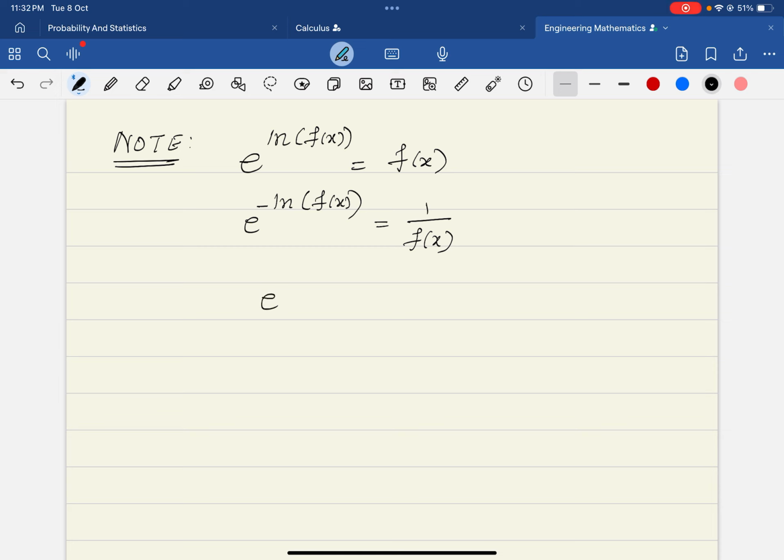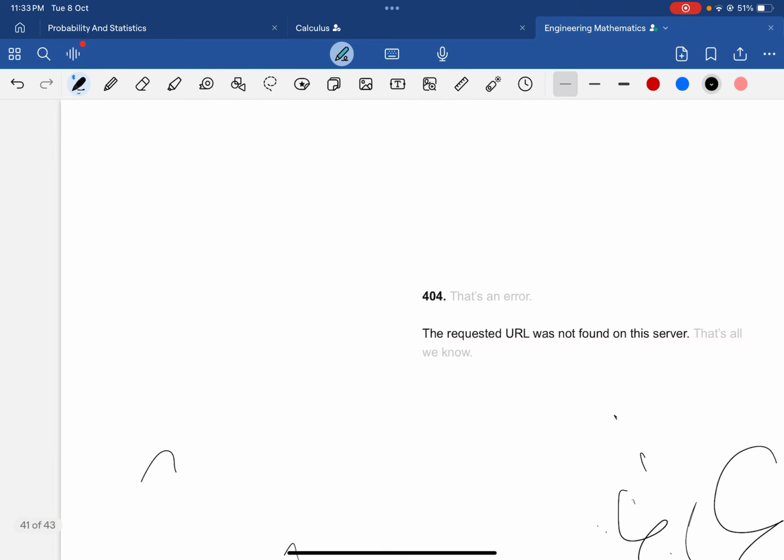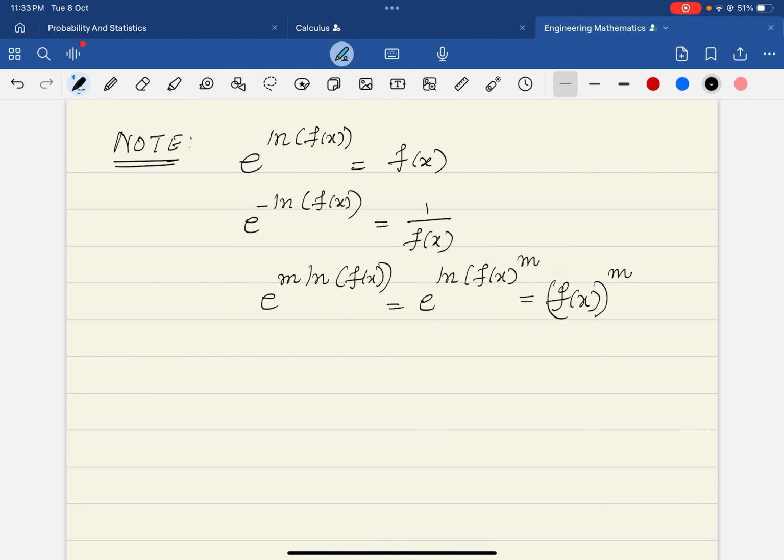Suppose you have e power m times some constant m times ln of f of x. Then you will be writing this as e power ln of f of x, the whole power m, and that gives you f of x the whole power m. So like this we will write. These are the important things: e power ln of any function f of x is f of x. And e raised to minus ln of f of x is 1 over f of x. And e raised to some constant m times ln of f of x is f of x power m. Understood? So this is the note you can understand.